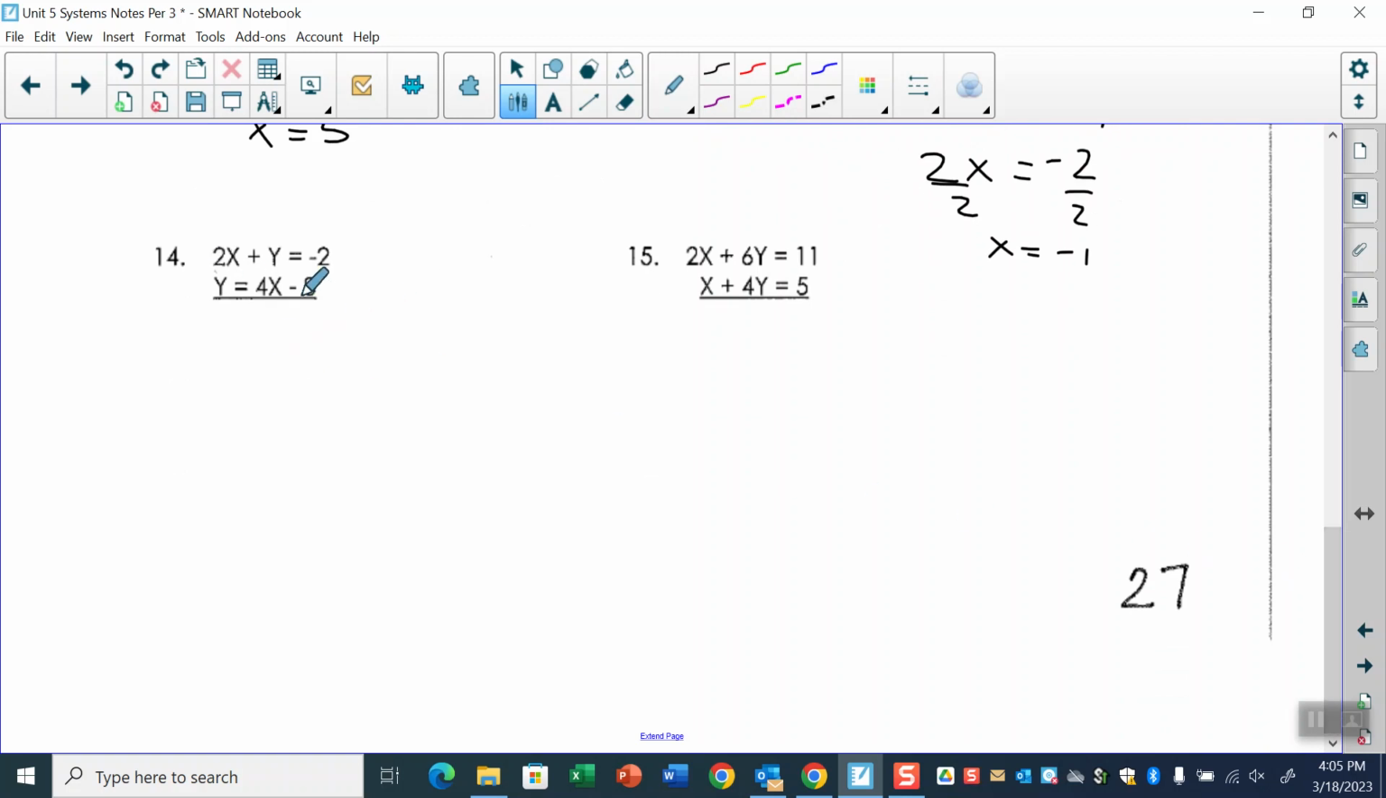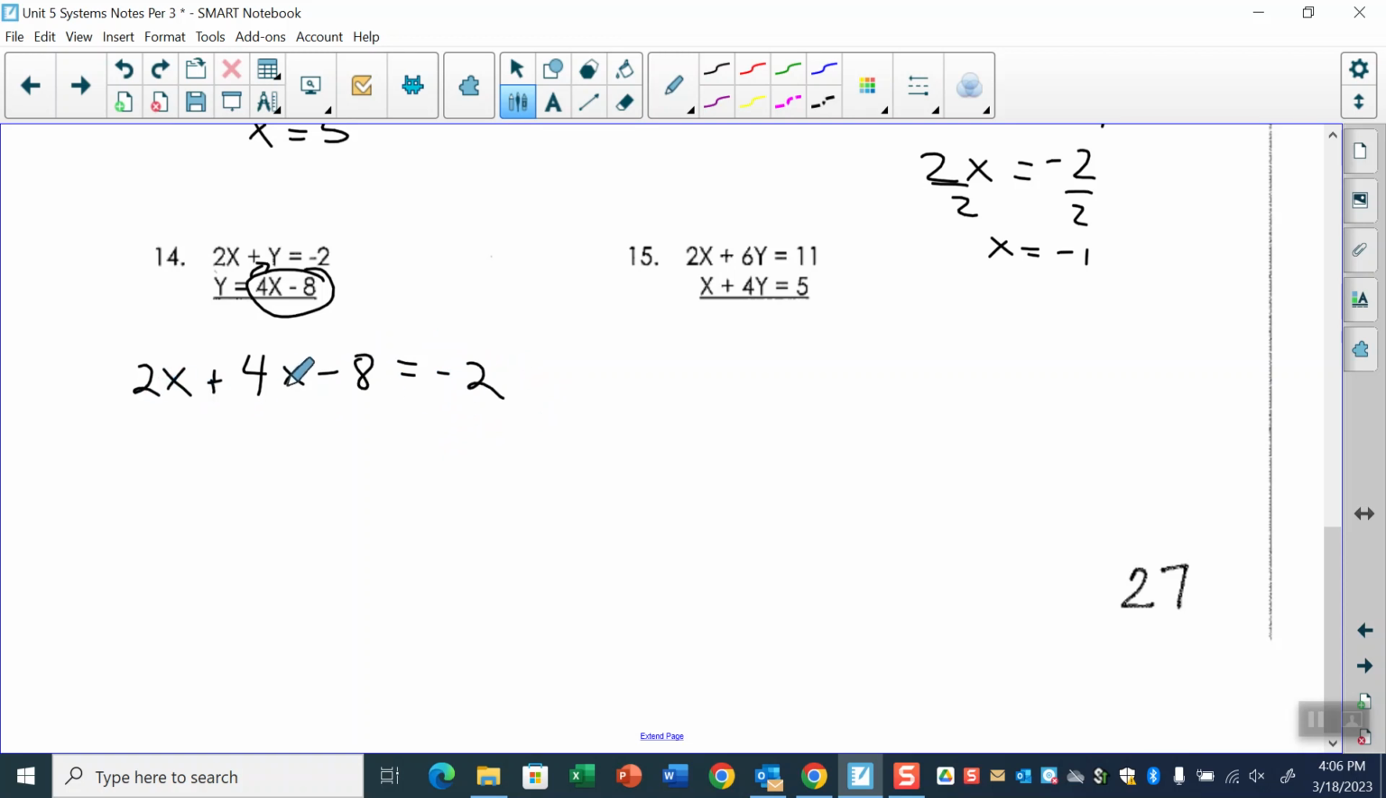Okay, and then we'll do this again. So now I'm going to take this and put it in for y. So I'm going to write 2x plus, and then instead of y, I'm going to write 4x minus 8 equals -2.